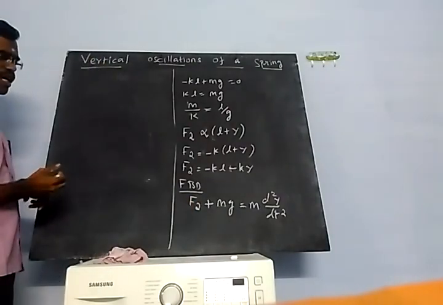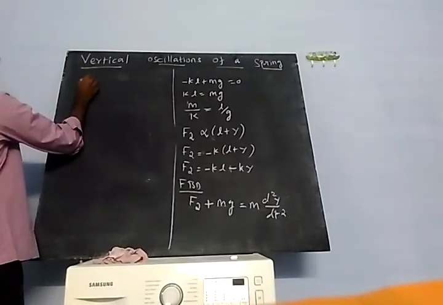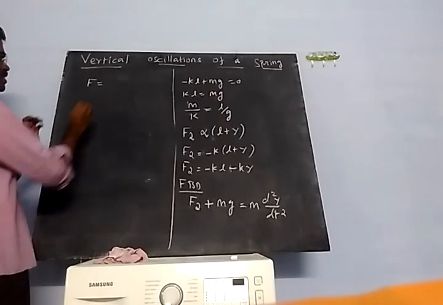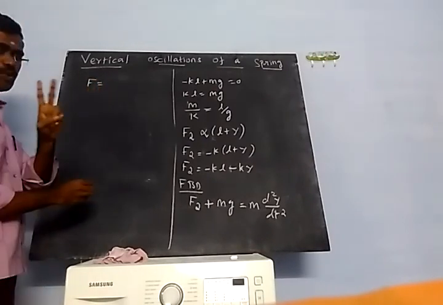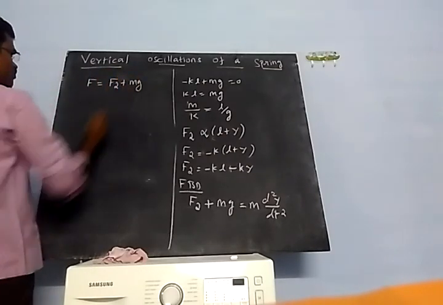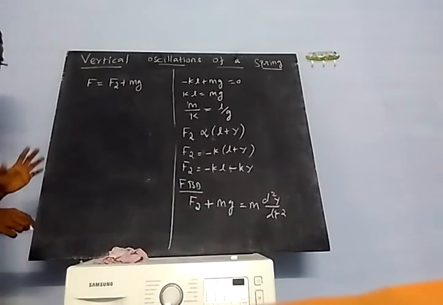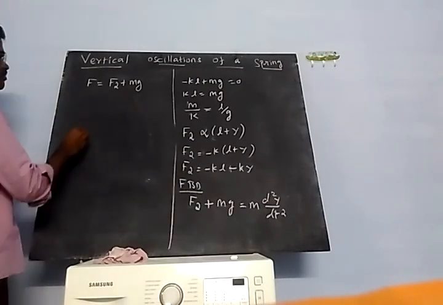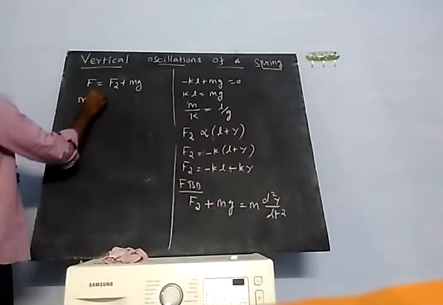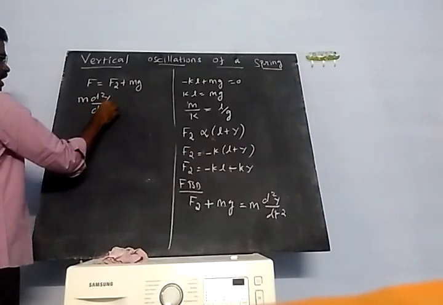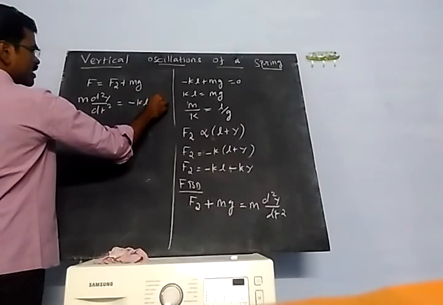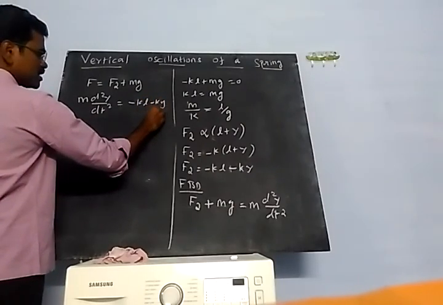So totally, what are the forces acting? The net force acting on that mass system is, what are the forces? Two forces. One is the F2 force and another one is the gravitational force mg. So the total force F is equal to m d squared y by dt squared, which is equal to F2, that is minus KL minus KY, plus mg.